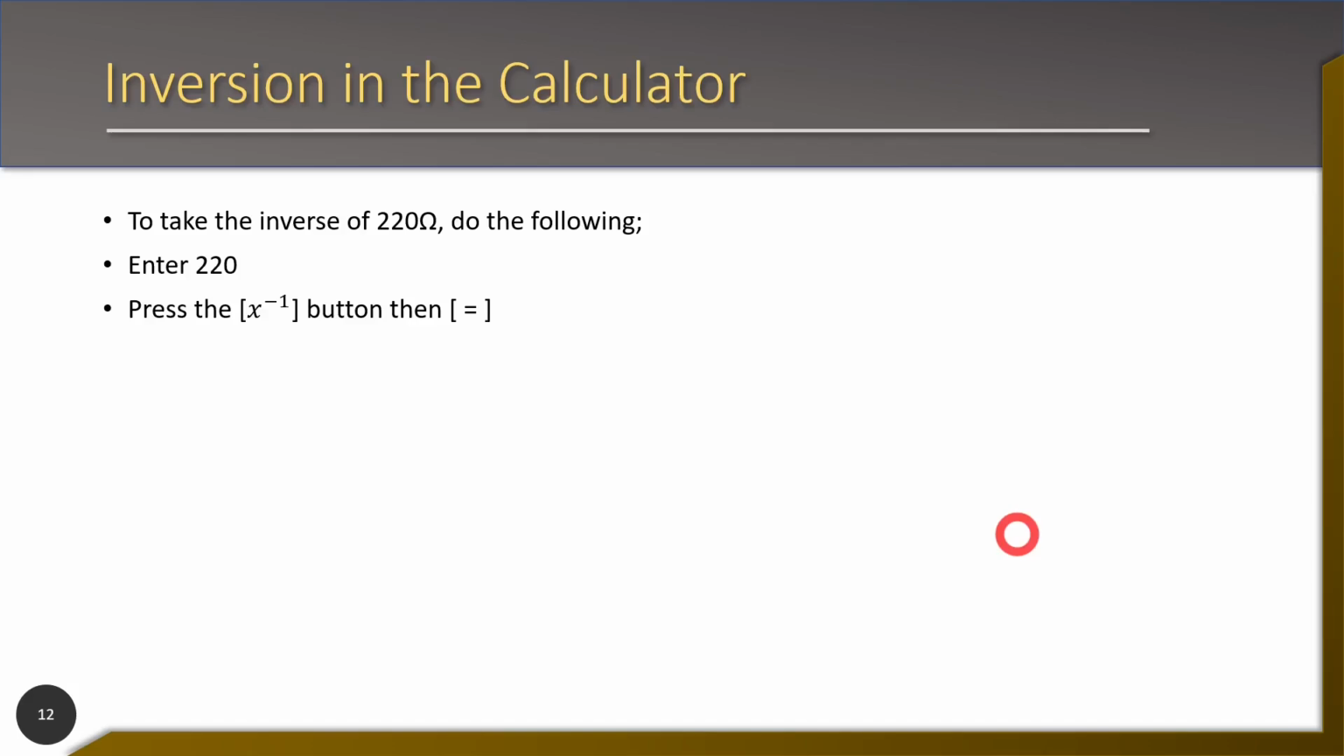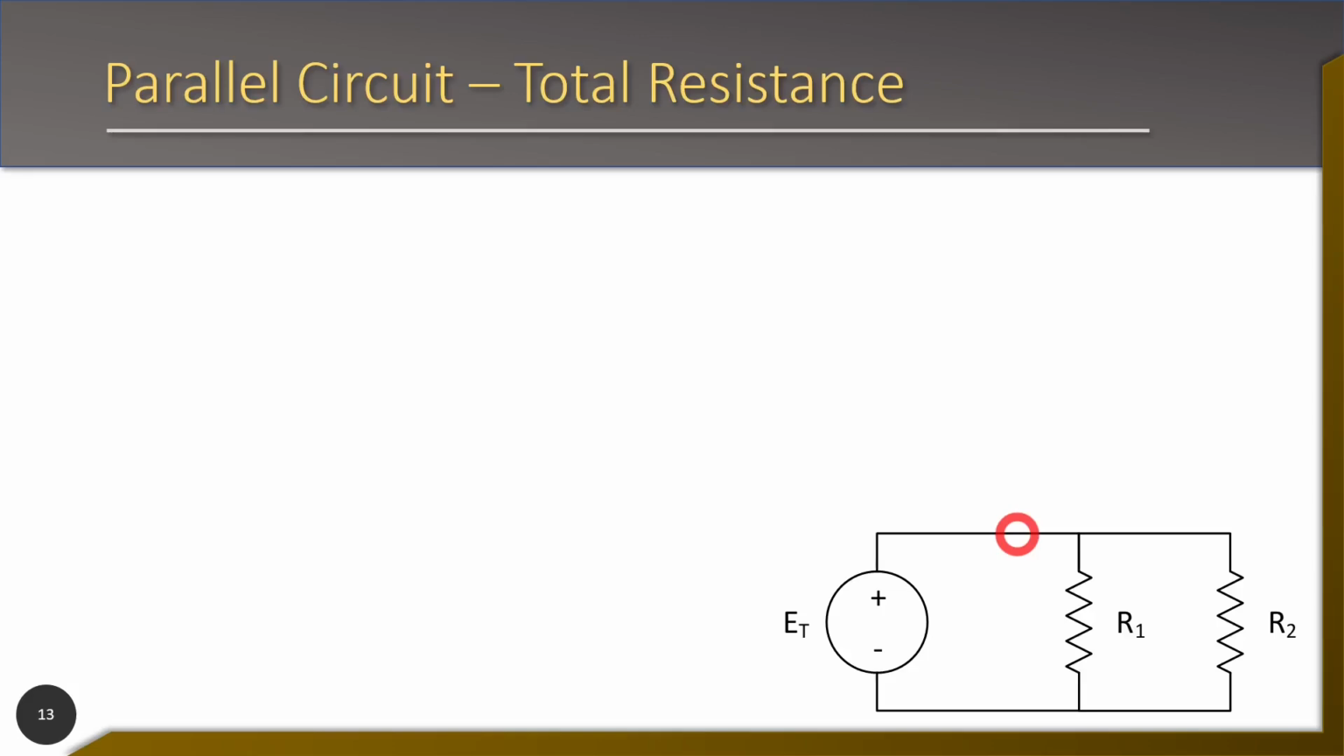And then you press the equals button, and you will get the reciprocal for 220 ohms, which is 4.545 millisiemens. Okay. Now we're going to use this when we calculate our total resistance for a parallel circuit. So, total resistance for a parallel circuit. To calculate total resistance, the conductance method is used.